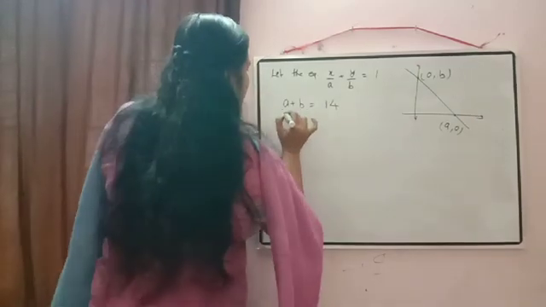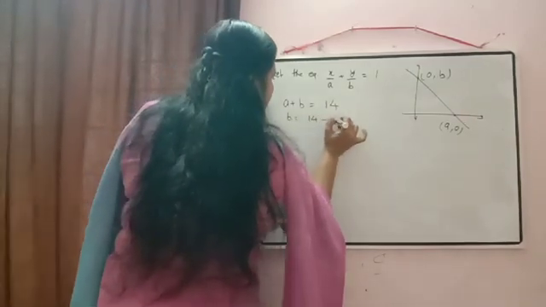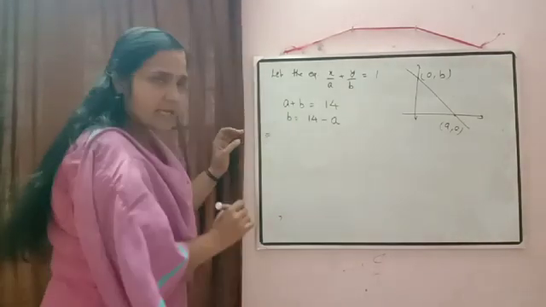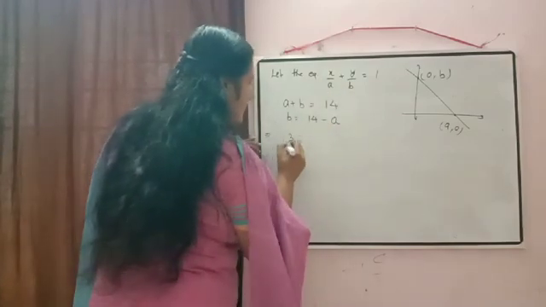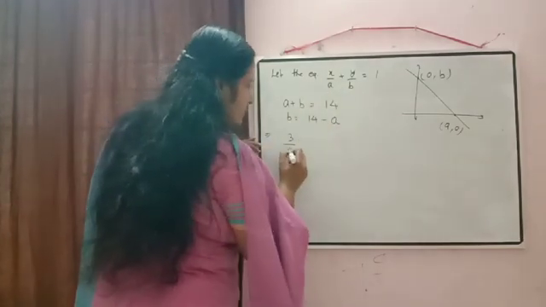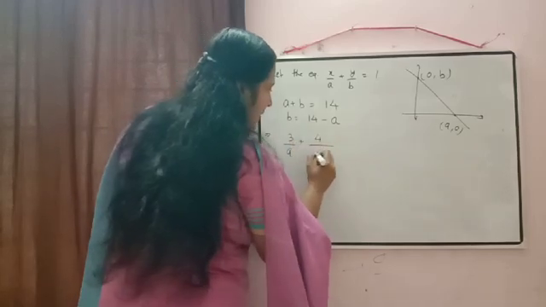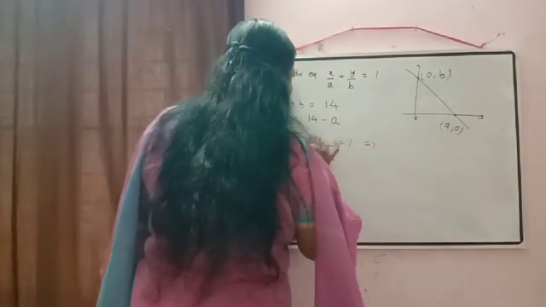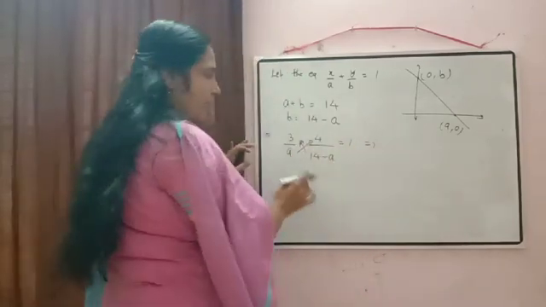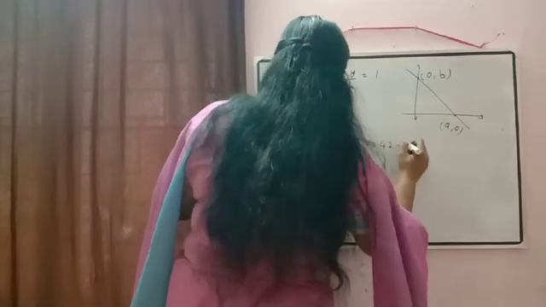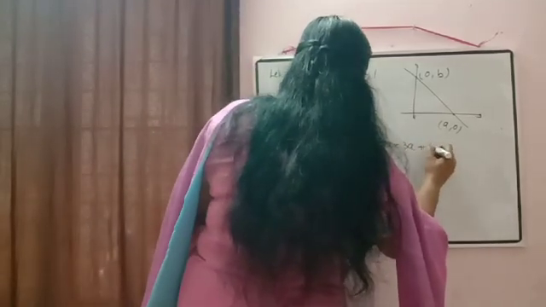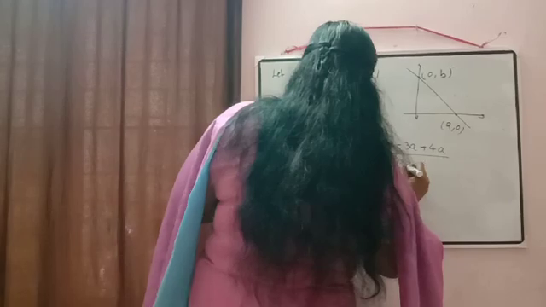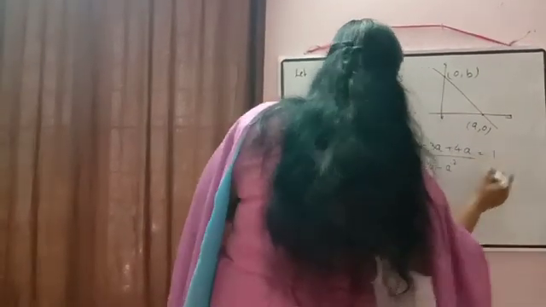So from here how we can rewrite? b can be written as 14 minus a. Now we will substitute there. And also the line passes through the point 3 comma 4. So in place of x we will write 3 and in place of y 4. So 3 by a plus 4 by 14 minus a is equal to 1. Now we will simplify it. Do the cross multiplication. Then here it will get multiplied. 14 3s are 42 minus 3a plus 4a by, here multiply the denominator also, we will get here 14a minus a square is equal to 1.